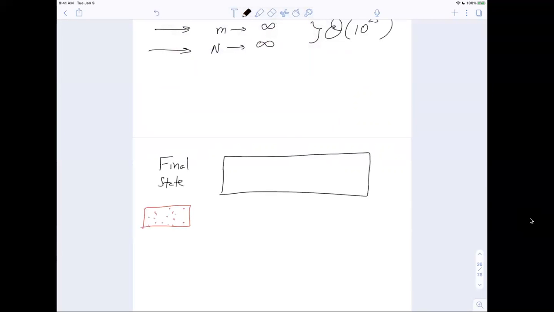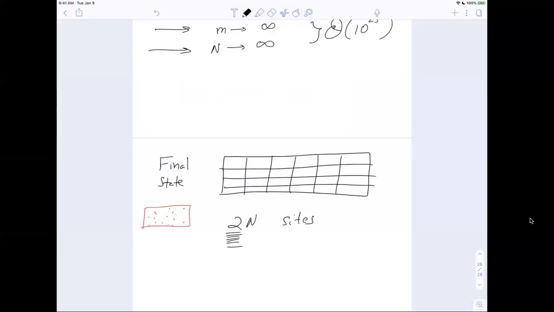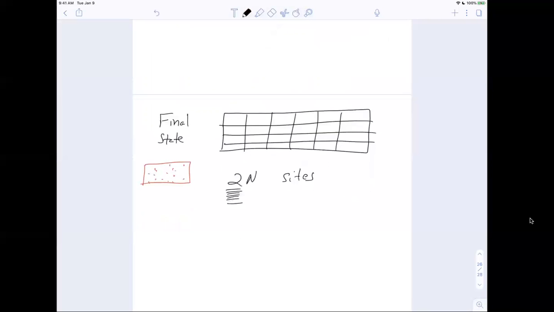You can imagine that it's a bigger box, but what I'm going to say now is that in the final state, we have now 2n sites. So what I've done is effectively double the volume. I have the same number of particles. So 2n is equal to the number of sites. Okay, m still represents the number of particles. That hasn't changed. And the same thing applies, n much, much greater than m.